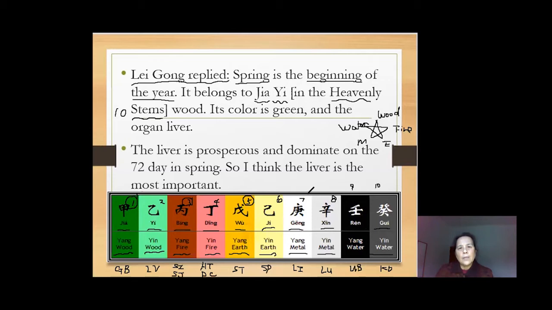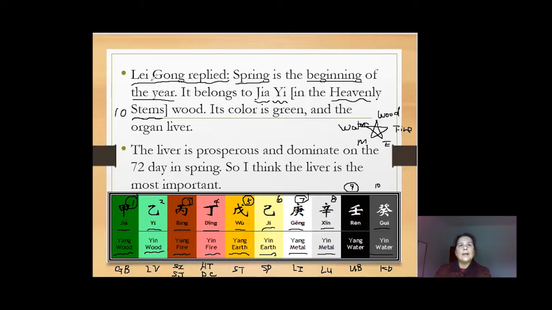Even though we say order here, we are not truly putting numbers for the heavenly stems, but they still occupy the order for the yang number. And the even number is the yin number. So that's for the heavenly stems.